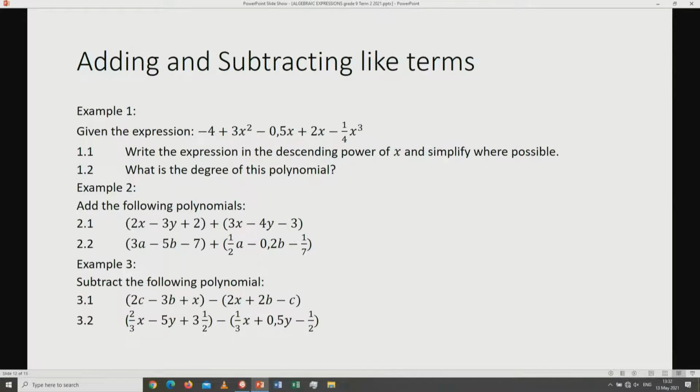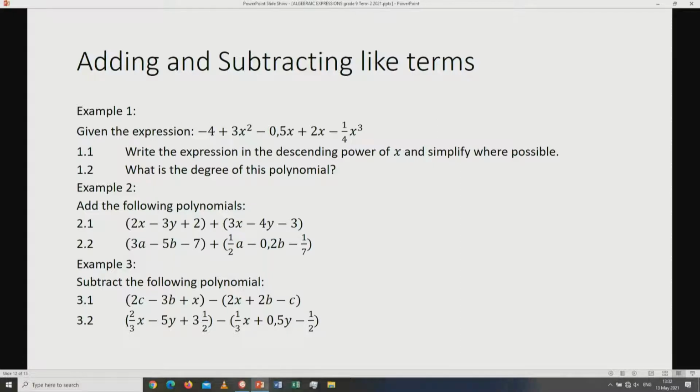All right. For example, in this case, if you are given this expression, we already did this one. If you are given this expression, write the expression in a descending power of x and simplify. All right, I'm going to omit this one. Let's go to the next example, which is example number 2. All right.